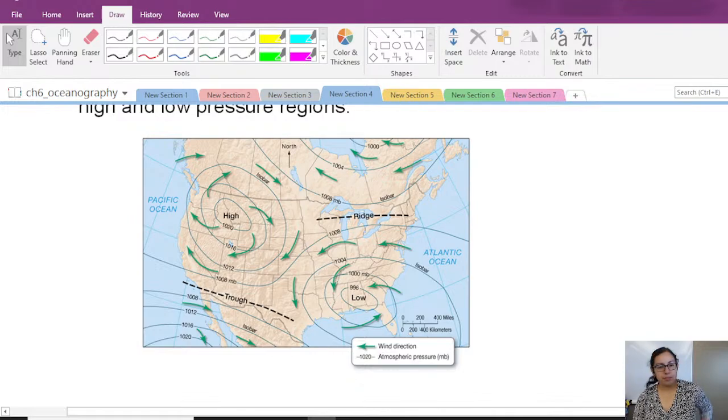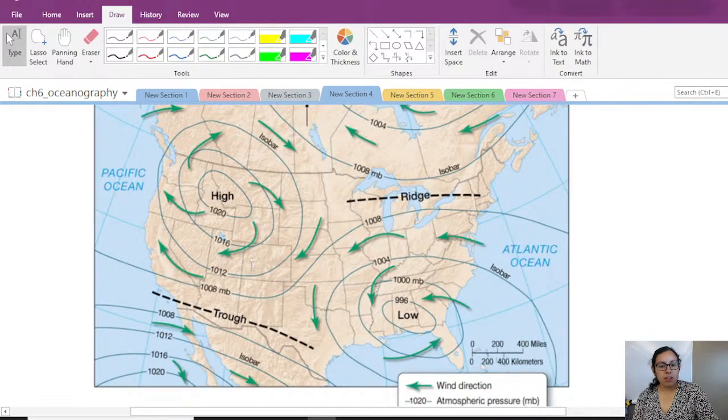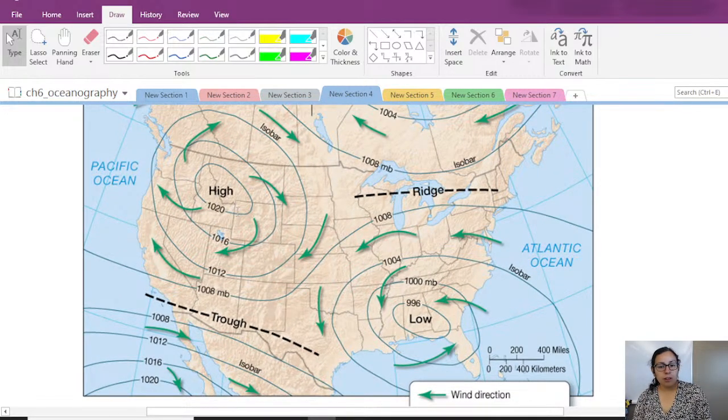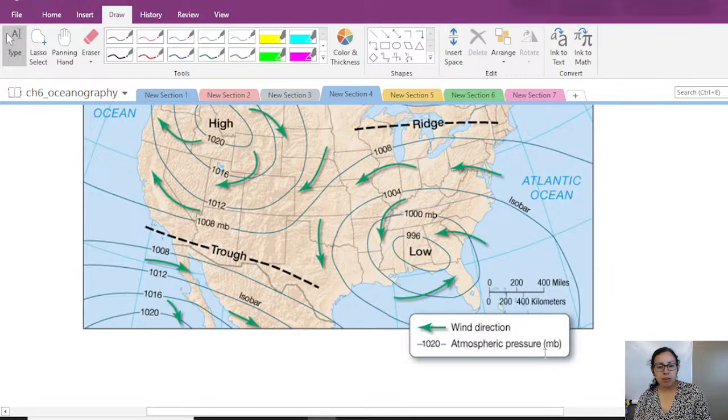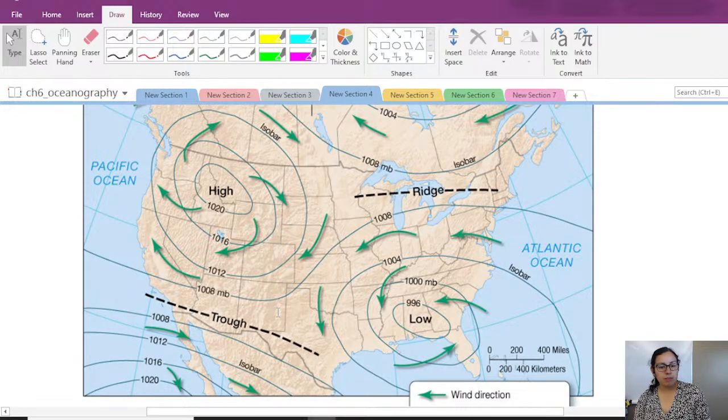How would you read that for pressure-wise? The numbers? Yeah, so you're just comparing. This is 1020, and I assume we're in millibars, maybe? I would have to look at it. Is it like a topographical map, the closer the lines are together, the higher the pressure?